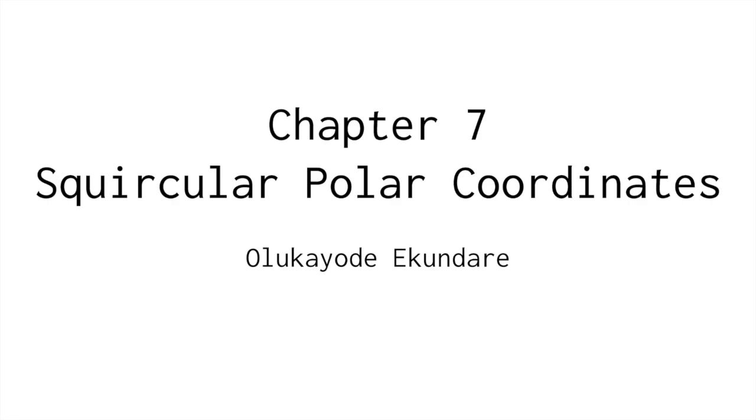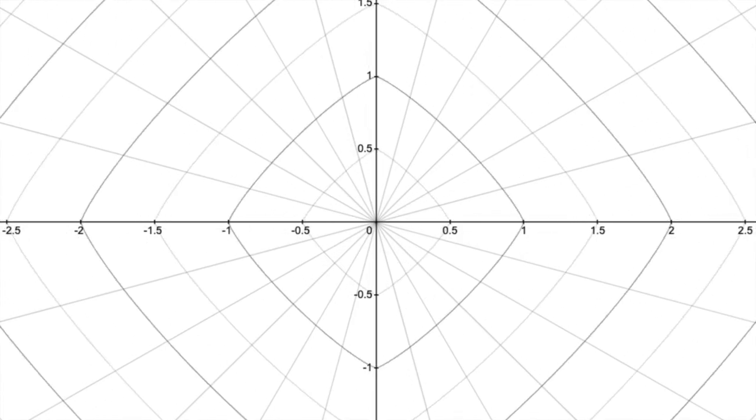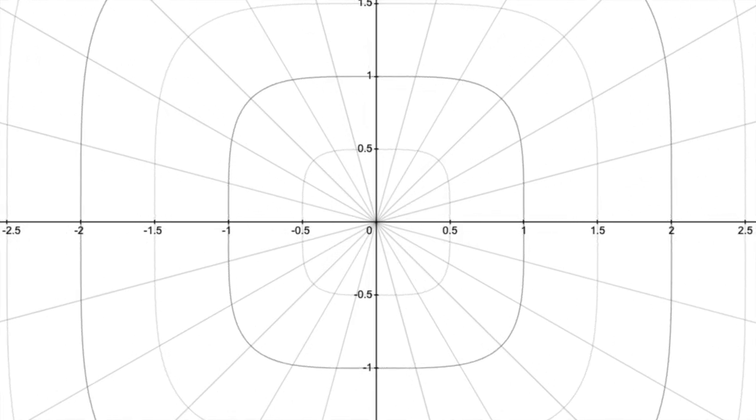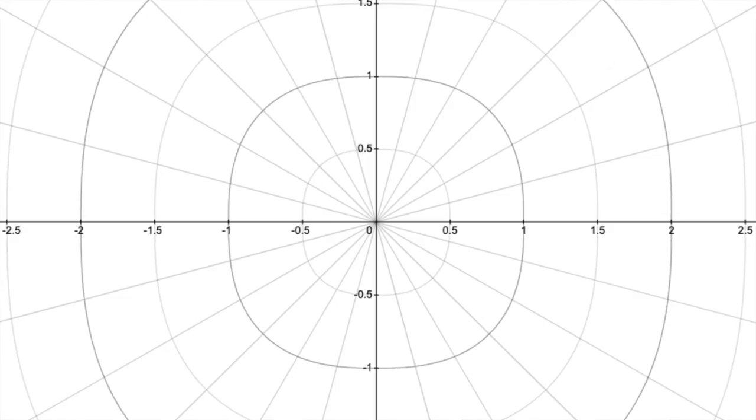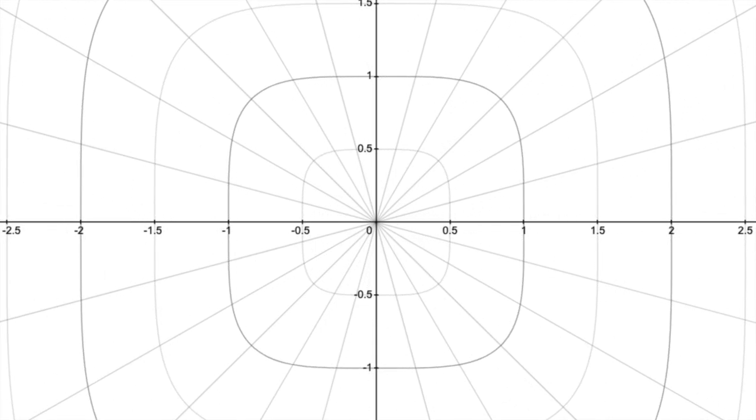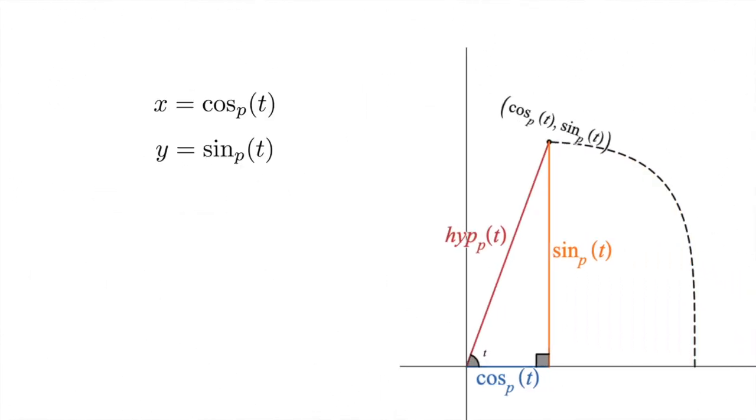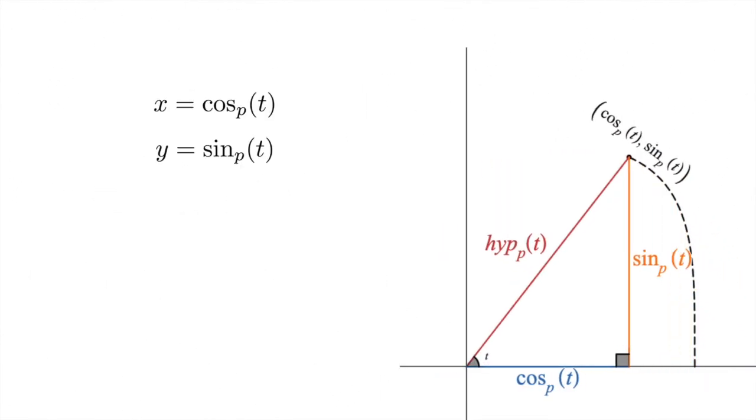Welcome to Chapter 7. In this video, we're going to define a new coordinate system based on squircles and base p trigonometry. This is the visualization of the coordinate plane that I'd like us to walk away with. To contrast with circular polar, instead of moving by rotating around different sized circles, we should move by rotating around different sized squircles. I'd like you to recall this figure and these equations from Chapter 1.